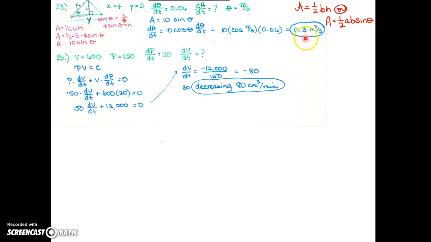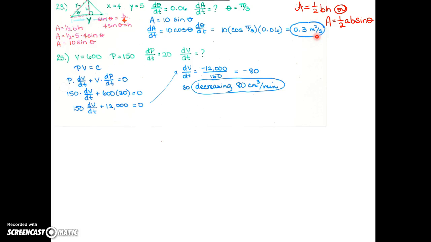And for our label, area was being measured in meters squared, and our time was being measured in seconds. So that's the label that we want to put on our answer.